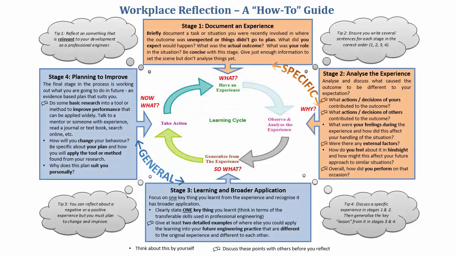So the first part of the workplace reflective framework is stage 1. And stage 1 is about documenting an experience. And you can see that there are some key things here that you need to discuss. And the experience that you want to be focusing on is one where you kind of go, wow, that was unexpected. I didn't think that was going to happen. Or, geez, that really didn't go to plan. So you want to be focusing on something where the outcome wasn't as good as you'd hoped it was going to be.